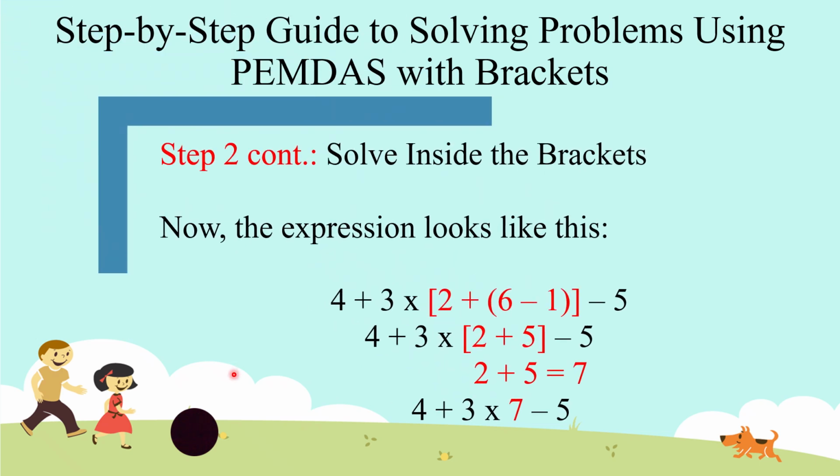Step 2 continued. We're still solving inside the brackets. Now the expression looks like this: 4 plus 3 times 7 minus 5. Look at everything that's highlighted in red. 2, we bring down. Plus, we bring down. 6 minus 1 equals 5. So the brackets have 2 plus 5. 2 plus 5 equals 7, which is why our updated expression reads as 4 plus 3 times 7 minus 5.